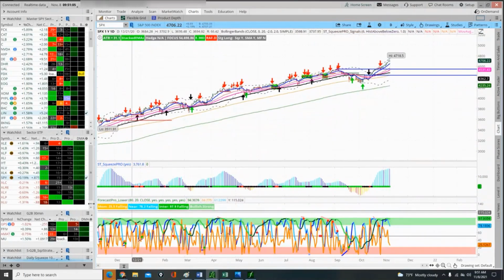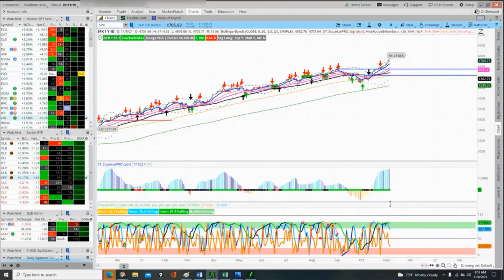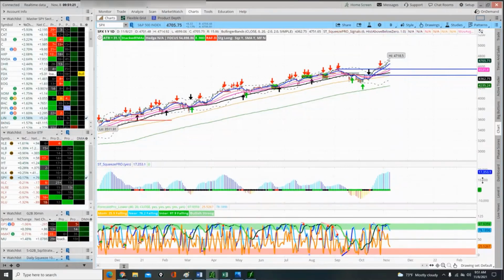We are falling, but we're still above the 20. So I have no permission to trade anything right now. If throughout the day this orange line slips into the lower zone, I'll trade. But this has been working. I'm telling you, it's been working really good.